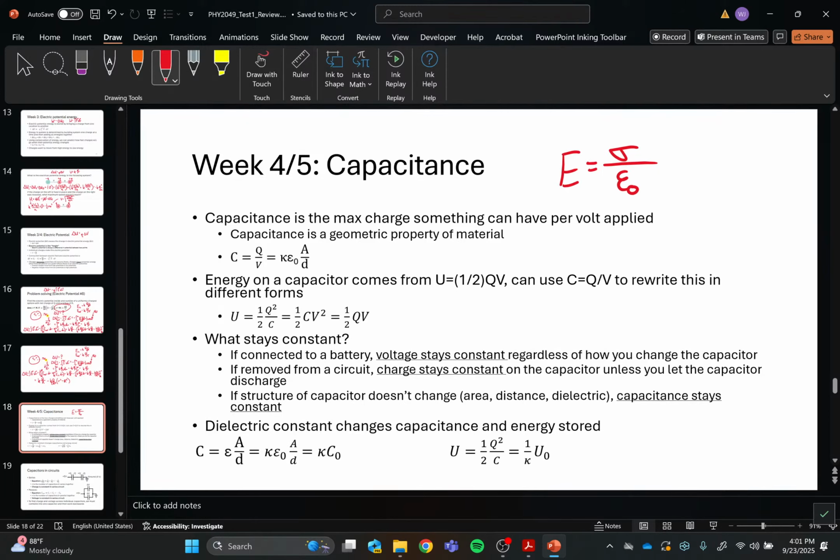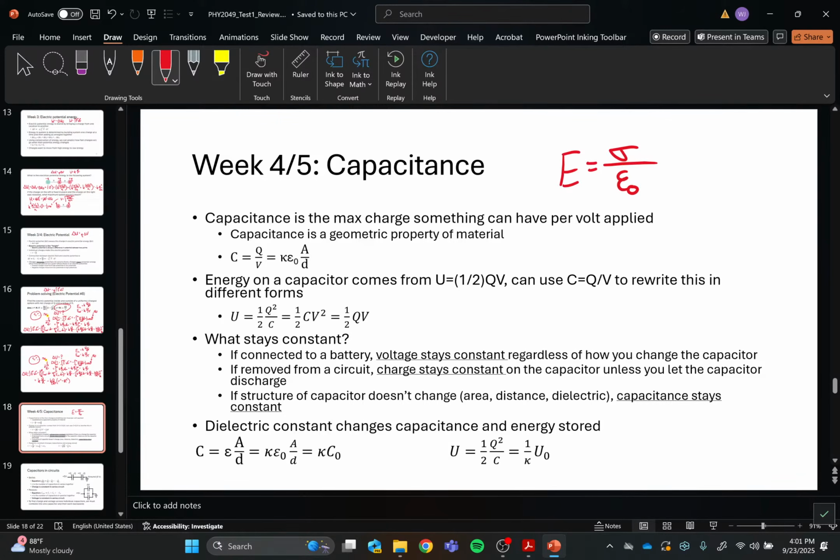Energy stored in a capacitor, we derived that by doing an integral, but you don't need to be able to do that, but you do need to know the equation. And you also need to remember what stays constant on a capacitor. If you're connected to a battery, voltage is going to be constant, no matter what you do to the capacitor. If removed from a circuit, charge stays constant, unless you discharge the capacitor. If you don't change any qualities about it, then the capacitance stays the same. If I don't change its area, distance, or dielectric, boom, it stays the same. Dielectrics are helpful. They increase our capacitance and the energy stored. Well, in this case, it looks like less energy, but.